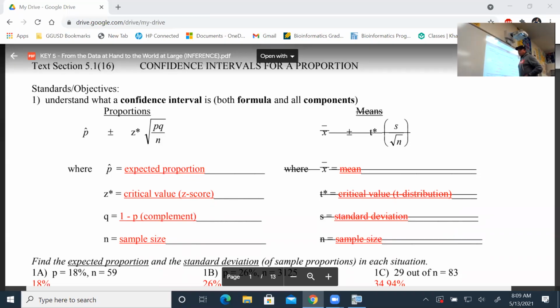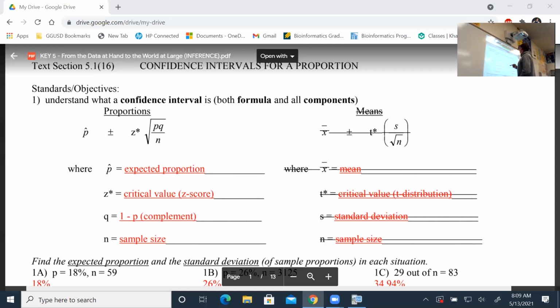Okay, we are in text section 5.1. We're doing inference. This is chapter 16 in the JV Stats book. Okay, and this is going to be great. I really like confidence intervals. I find them very, very interesting. It's not particularly hard. However, at the beginning of the process, it'll be a little bit tedious.